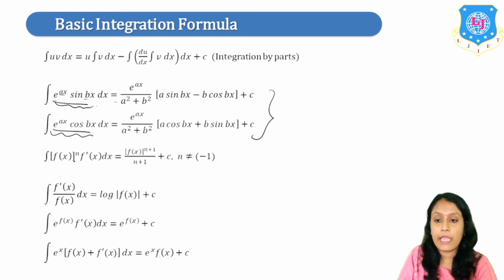Now integration f(x) raised to n into f dash x dx is f(x) raised to n plus 1 upon n plus 1. We have f(x) power n and its derivative present over here, then we can use this formula. Next is integration where f(x) and its derivative is present in the numerator, that is integration f dash x upon f(x) dx is equal to log mod f(x) plus c. Next, integration e raised to f(x) into f dash x dx will give you e raised to f(x) plus c. And at last, integration e raised to x into f(x) plus f dash x will give you e raised to x into f(x) plus c.